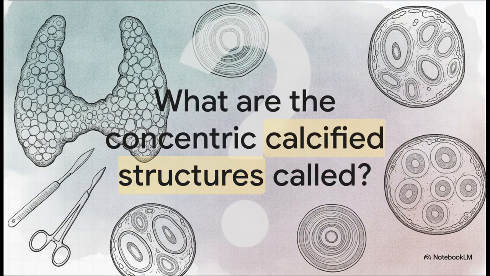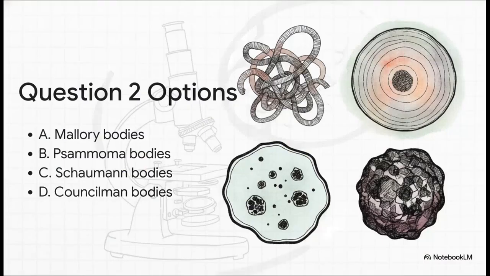Moving right along to question 2. Let's say during a total thyroidectomy for a large multinodular goiter, the surgical team unexpectedly finds a distinct malignancy. On histopathology, the tumor cells show those classic Orphan Annie eye nuclei. You know, those really large, optically clear, crowded nuclei? They also spot these concentric, lamellated, calcified structures. So what exactly are these calcified structures called? Your choices are A, Mallory bodies, B, Psammoma bodies, C, Schaumann bodies, or D, Councilman bodies.